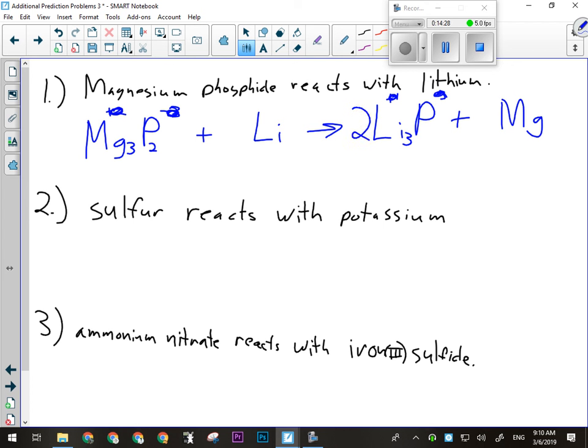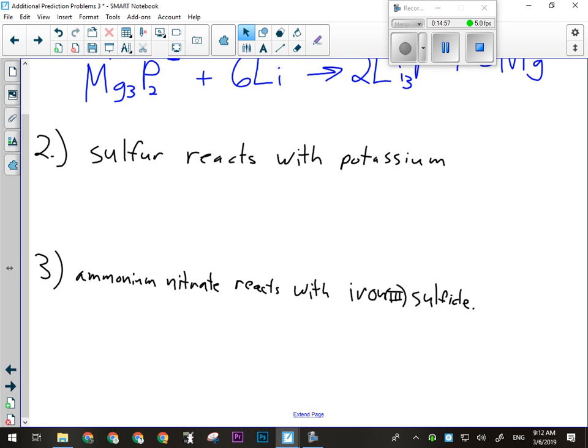I'm going to put a 2 here to make my phosphorus work. That's going to give me 6 lithiums. And I've got 3 magnesium on this side, but I only have 1 on the product side. So a 3 there will balance my magnesium. All right. Okay, how many people are done number 2? All right, I'm going to give you guys a couple more minutes here, and then we'll walk through 2 and 3. So for number 2, I've got sulfur reacting with potassium.